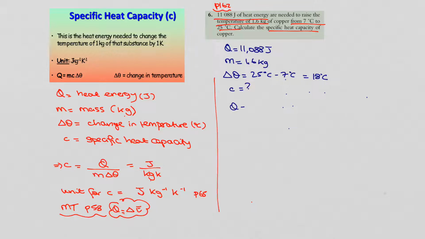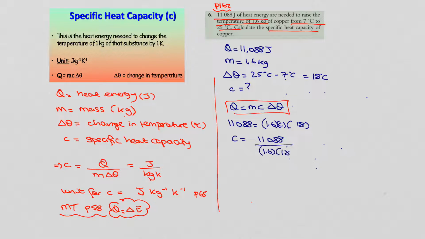So we have Q equals mc delta theta. You can choose to rearrange the formula first or at the end, that's up to yourself. If we sub in our values, we have 1.6 times c times our change in temperature, which is 18. Therefore c is equal to 11,088 divided by 1.6 times 18. And that gives us a specific heat capacity of 385. And again, our unit for specific heat capacity is joules per kilogram per Kelvin.